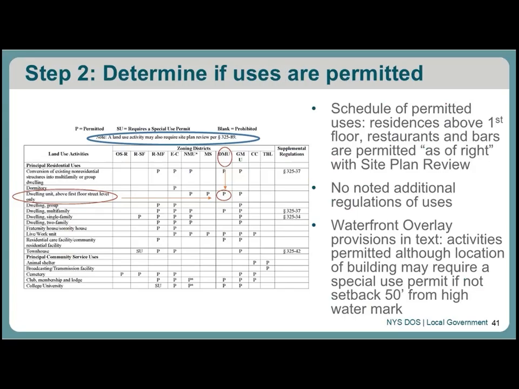The second step would then be to look at whether or not the uses as proposed are permitted in that downtown mixed use district. So you would go to, in this case, the table of permitted uses and go to the DMU zone and then look for land use activity terms that fit the activities that are proposed by the applicant. So I don't have the whole table on the screen here, but for example, you see that dwelling units above first floor street level only are permitted in this zone.